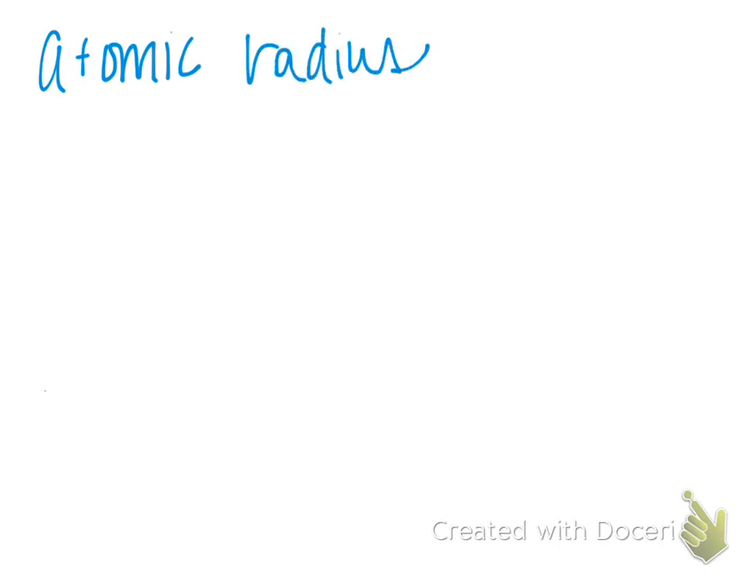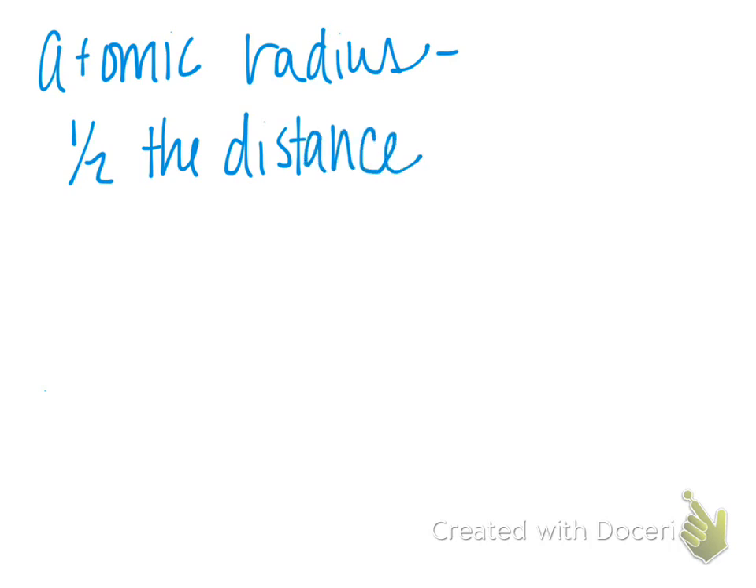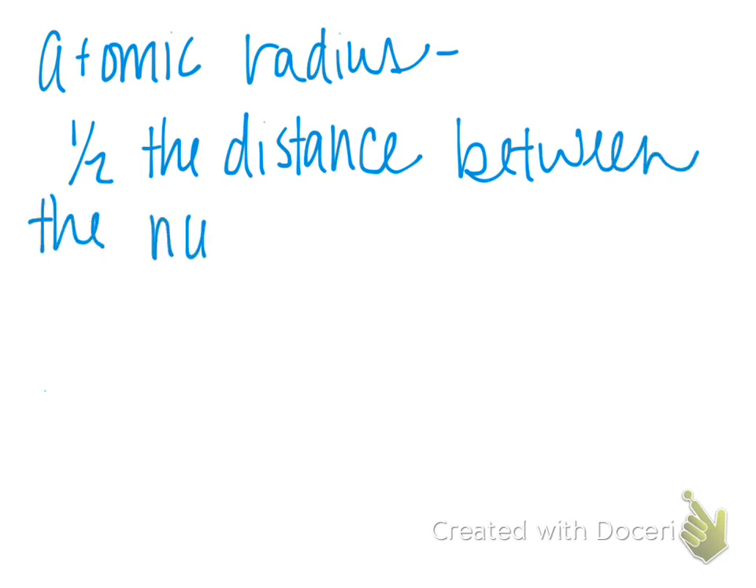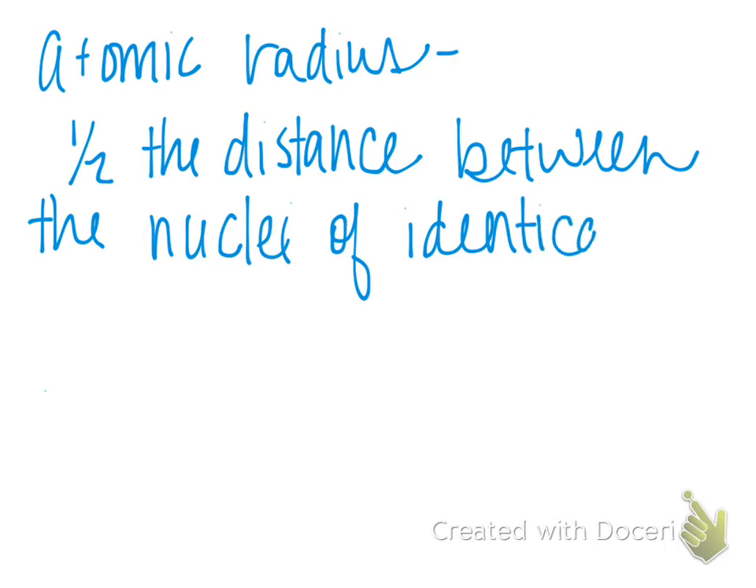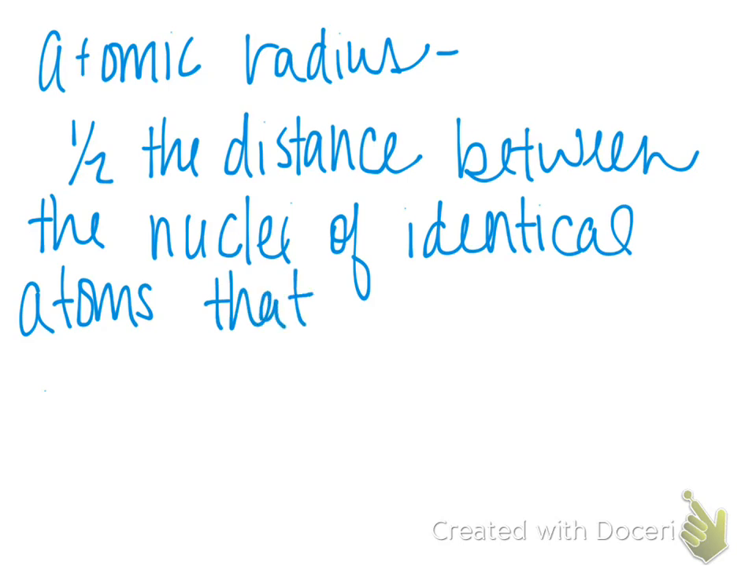First of these 4 trends we're going to talk about is atomic radius. Okay, so you'll need the definition somewhere. Okay, and what the atomic radius means, it's half the distance between the nuclei of identical atoms that are bonded together.